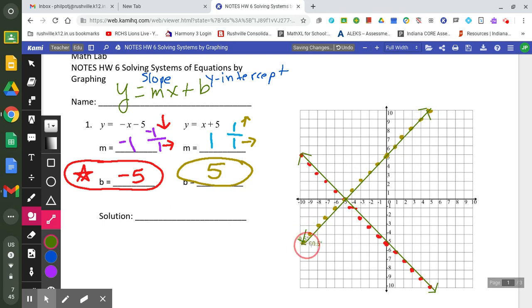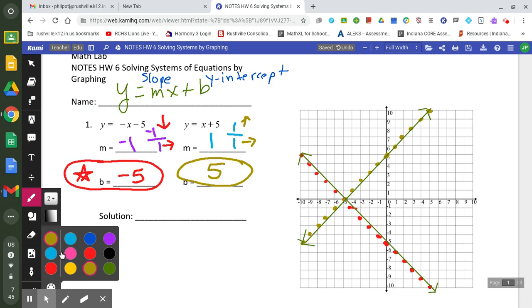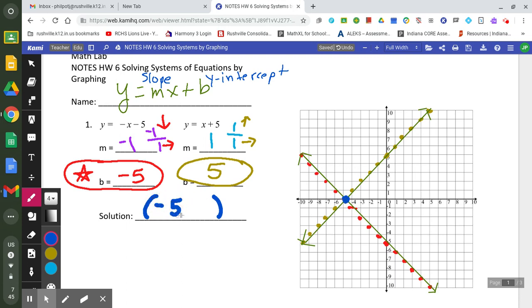And where my lines cross each other is right here. And so that is my solution. And that point happens to be -5, 0. So my solution is -5, 0.